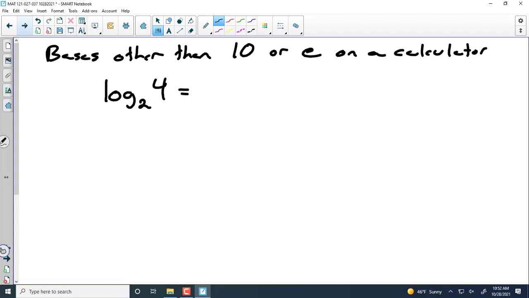This doesn't have a base 10 or e, but we don't need a calculator to do this one because we understand the question. This is asking what power you would put on a 2 to get 4. What power would you put on 2 to get 4? 2. We can get the answer for this. This one does not require a calculator. This one just requires our brains and our understanding.